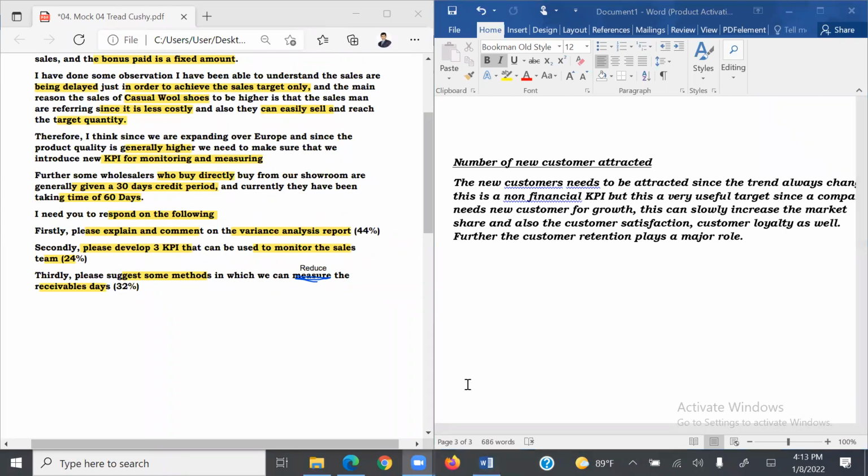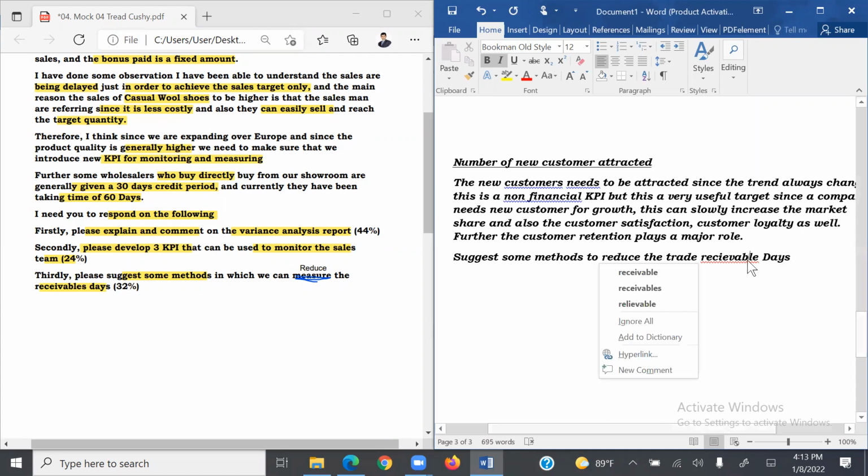Thank you very much. So students, coming into the application, let's come into the application. Suggest some methods to reduce the trade receivable days. It's not so difficult, students. It's generally a manageable area. So let's start working on this.